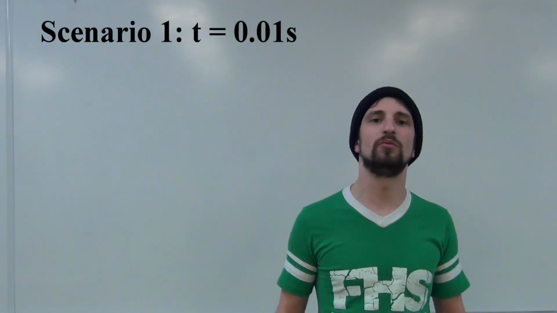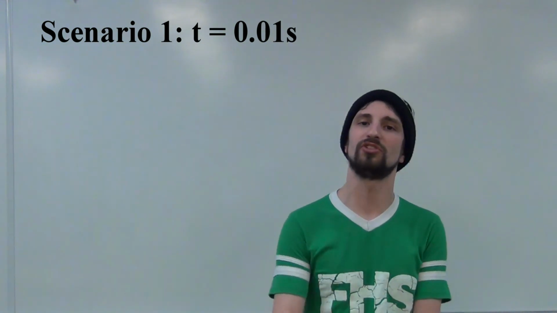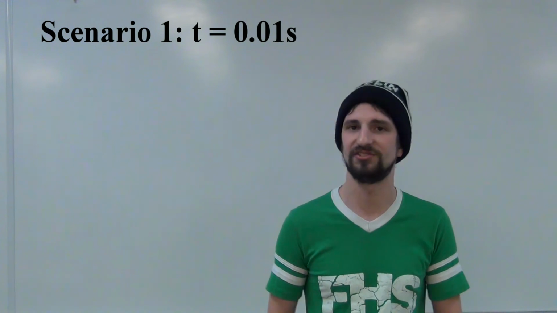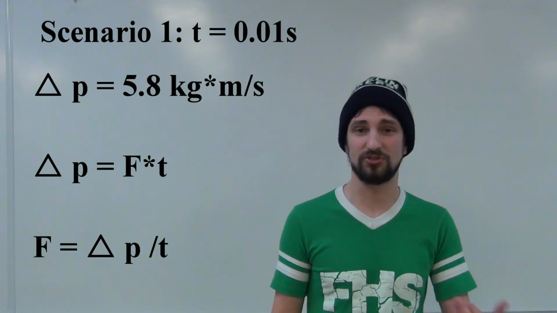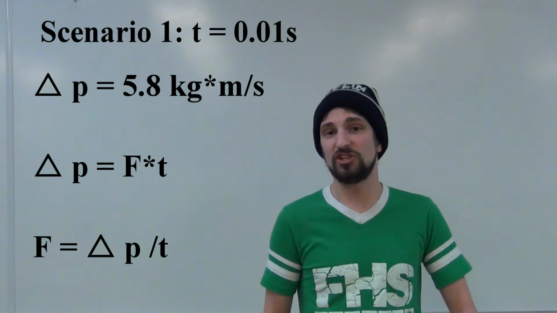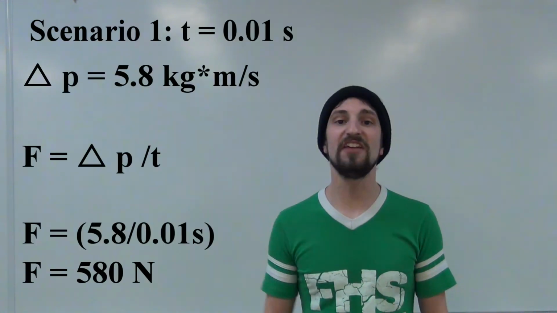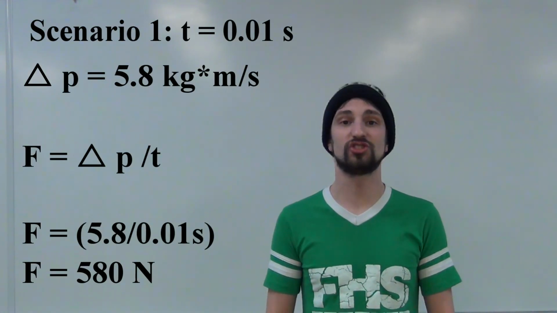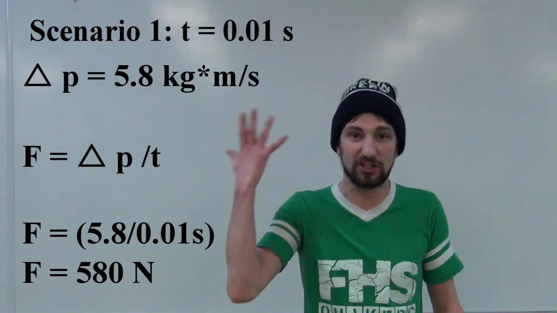Let's take a look. Now let's say that you have stopped the baseball in 1/100th of a second. So the amount of time that you exerted a force on the baseball is 0.01 seconds. If the change in momentum is 5.8 kilograms meters per second, and you know the time, then just take the change in momentum, divide by time to give you your force. If it took you 0.01 seconds to stop the baseball, then you would have about 580 newtons exerted on your hand. That's a lot of force exerted on your hand.